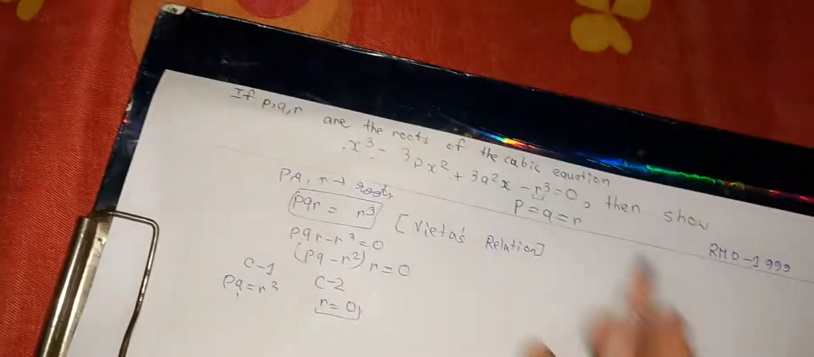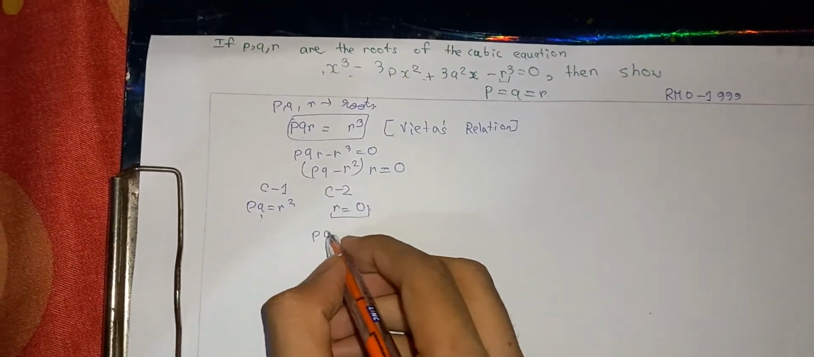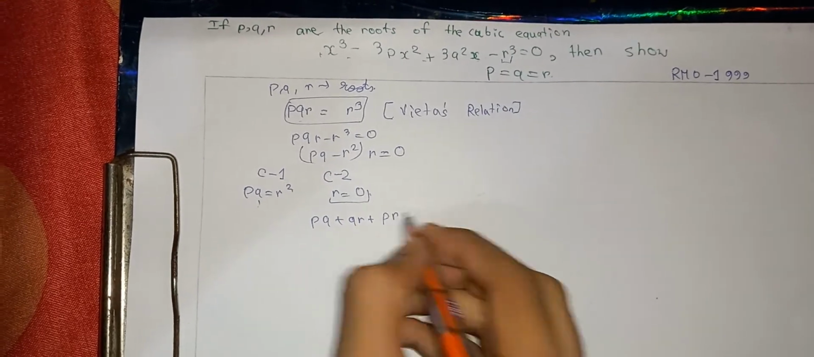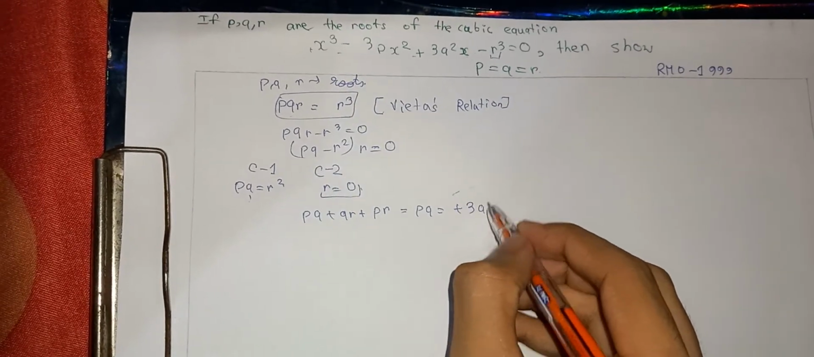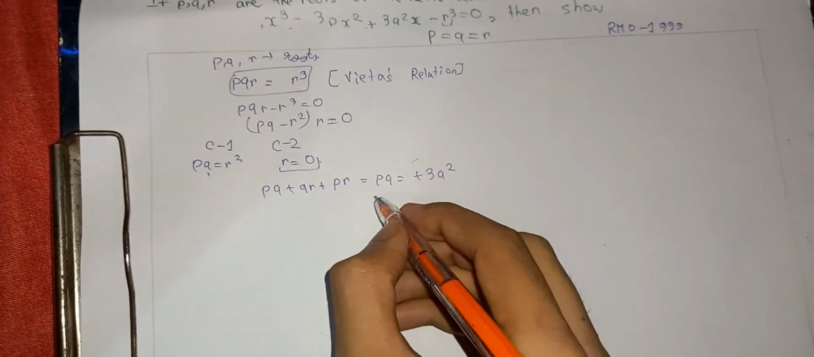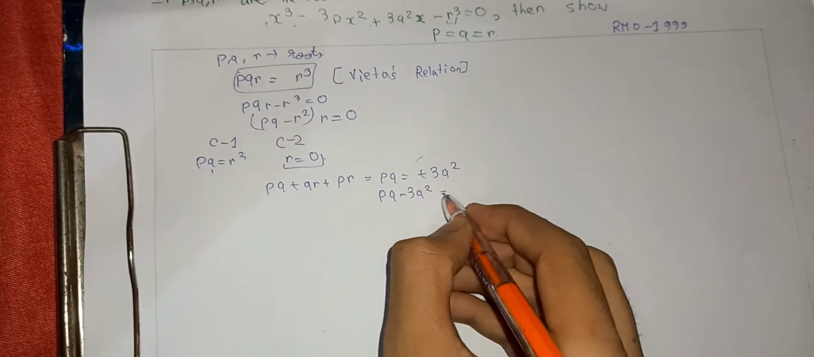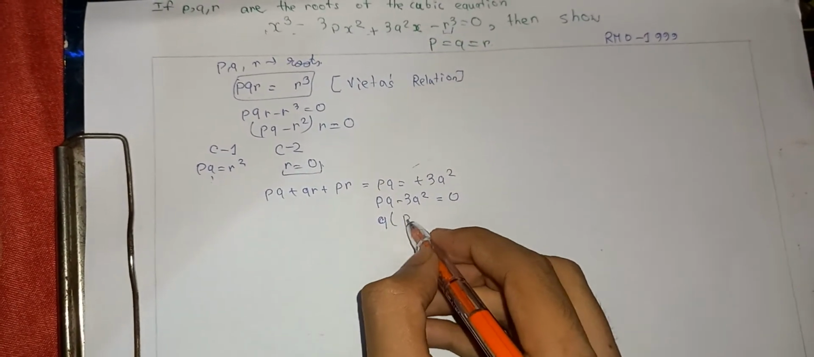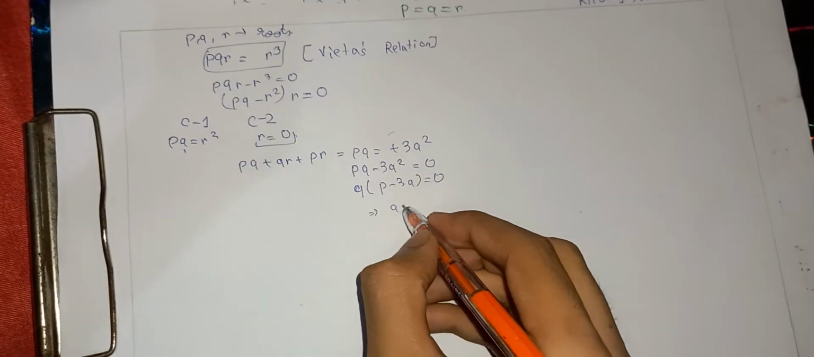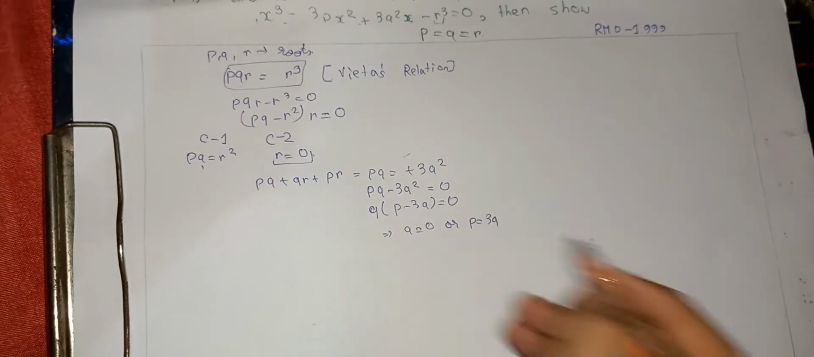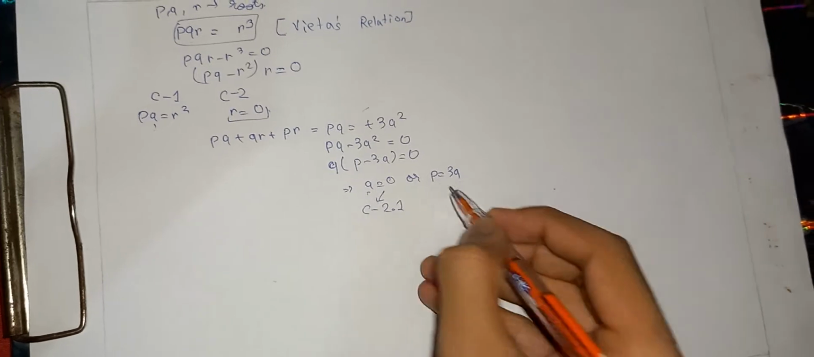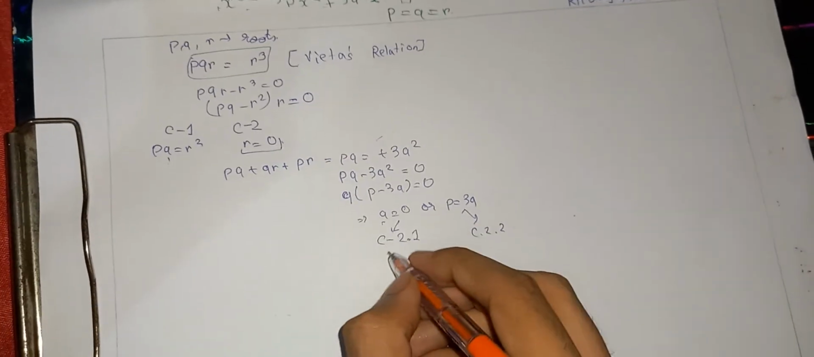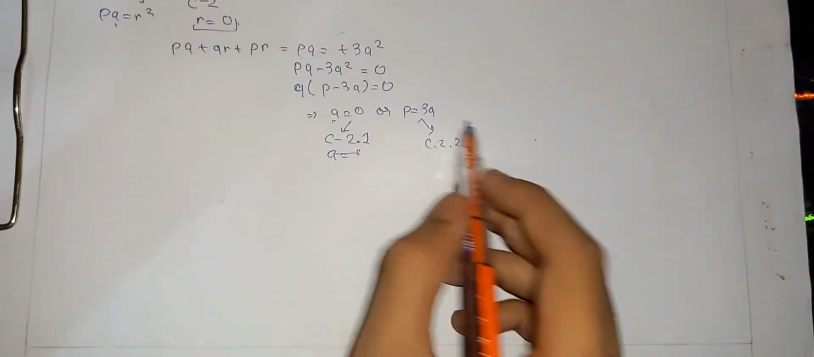Now, if r equals to 0, then I can say that this part of the equation pq plus qr plus pr gives us pq, and it is equal to plus 3q squared, right? So this again gives us pq minus 3q squared equals to 0, which gives us q times p minus 3q equals to 0, which gives us q equals to 0 or p equals to 3q. Okay, so here also we are approaching with two cases, case 2.1 and case 2.2. Case 2.1 says q equals to 0 and case 2.2 says p equals to 3q.